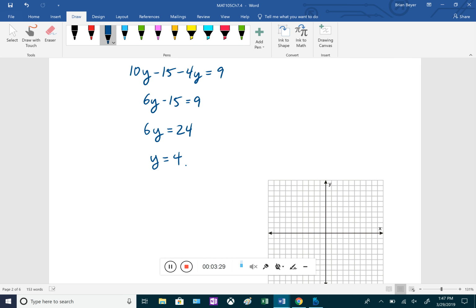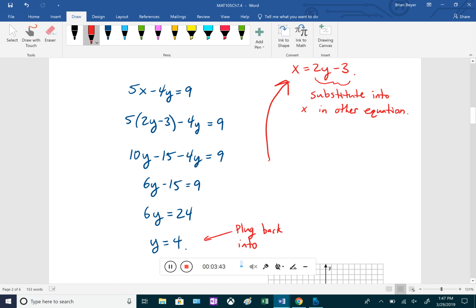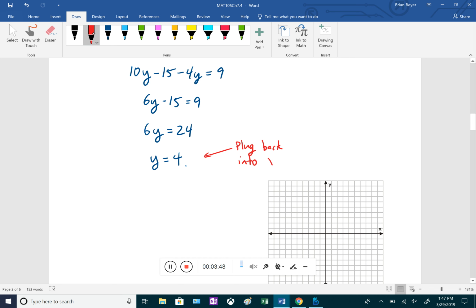So that's one of our answers here. To find the other one, we have to take this and plug back into, we already solved for x in terms of y right up here. So we're going to take that and plug it back into that. Plug back into x equals 2y minus 3.